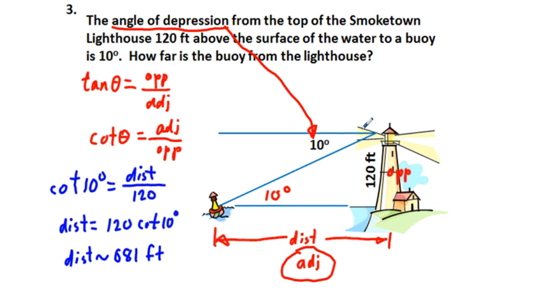One thing you could do also is using the principle that you have 180 degrees in the internal angles of a triangle. This angle up here is going to be 80 degrees. So you could have also said, well, our tangent of 80 degrees is equal to our distance over 120. And tangent of 80 degrees is the same as the cotangent of 10 degrees. So that's another way of solving this problem.